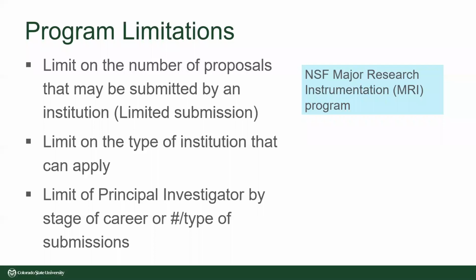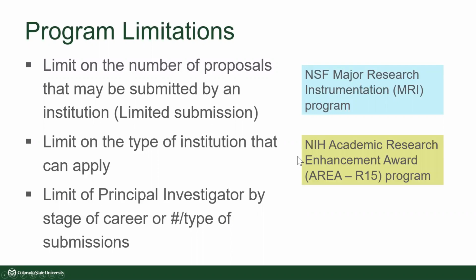An agency might have limits on the type of institution that can apply. So for example, it could be that only for-profits can apply. Maybe it's only a small business under the small business program that we talked about a couple weeks ago. Maybe it is an institute of higher education. If so, then we're good. So we need to make sure that we're looking at the solicitation to see if there's a limit on the type of institution that can apply.